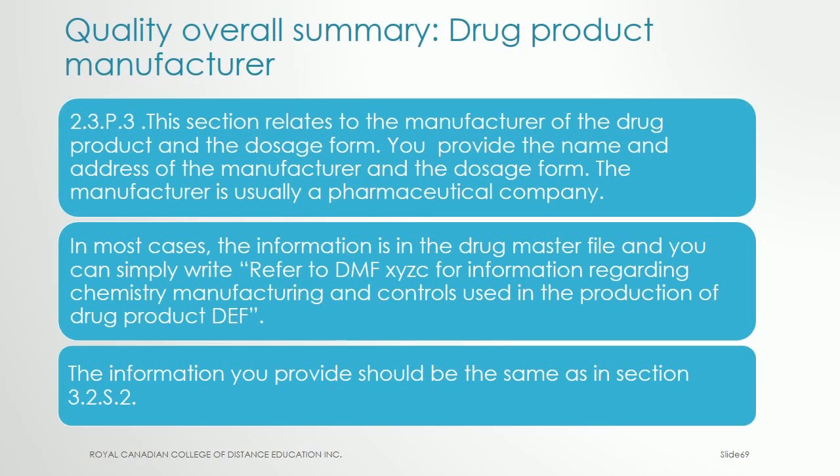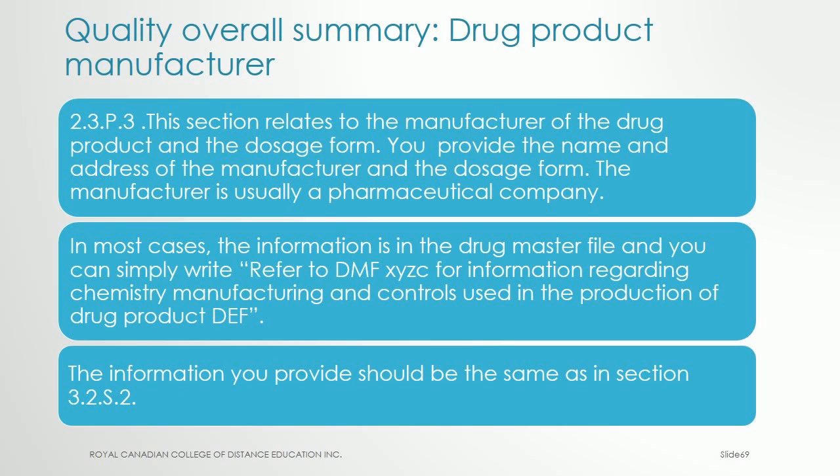This section relates to the manufacturer of the drug product and the dosage form. You provide the name and address of the manufacturer and the dosage form. The manufacturer is usually a pharmaceutical company. In most cases, the information is in the drug master file, and you can simply refer to DMFs for information regarding chemistry, manufacturing and controls used in the production of drug product DEF.